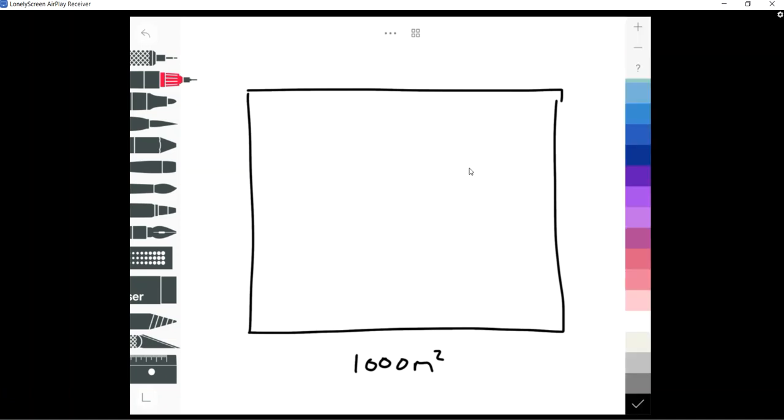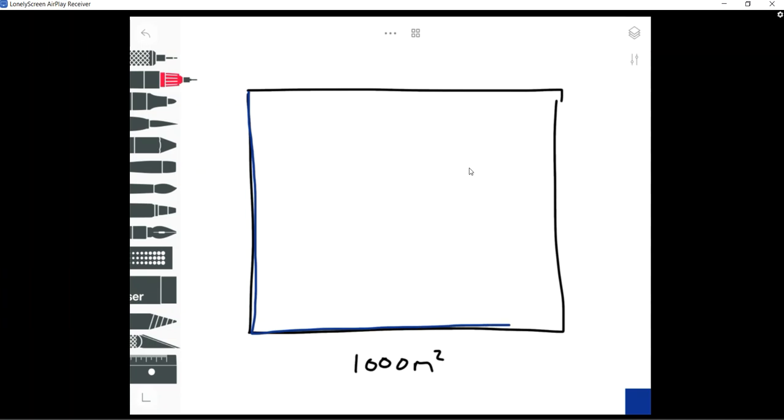A floor area ratio means if we were to build a building, you could build your building right up to the property lines, like so. And if you had one floor in that building, that would be 1,000 square meters of floor. So your floor area ratio would be 1 because the floor area matches basically the site area.